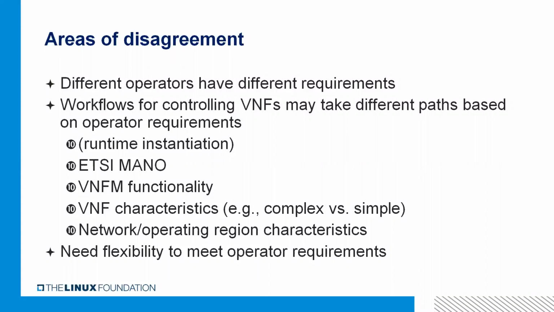So we may have different paths for each of these different operators. Some people may want to do this at runtime, download one component or the other, and run 100% on APPC or 100% on VFC. Some providers want to make a differentiation based on ETSI MANO. If ETSI MANO is a requirement, then those flows would go through the VFC, and other flows might go through APPC. It could be the level of VNFM functionality or characteristics of the VNFs themselves, complex versus simple, et cetera.